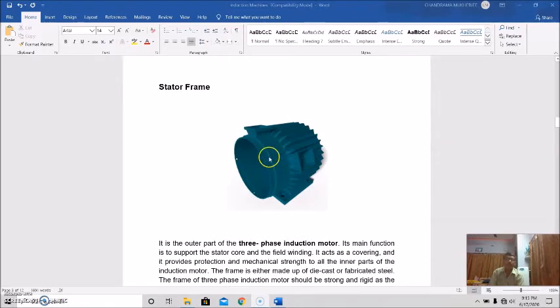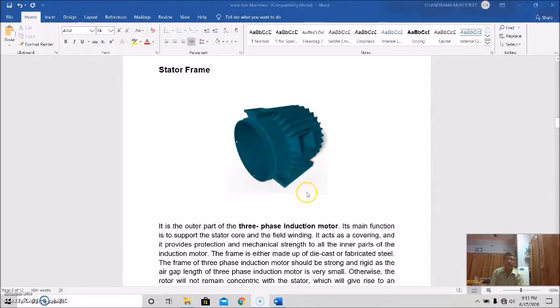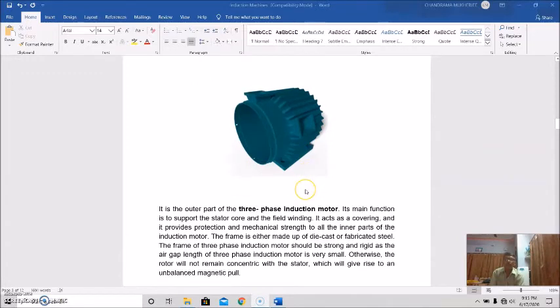This is the stator frame. This is a picture of the stator frame. The stator frame is the outer part of the three-phase induction motor. And what is its function? The main function is to support the stator core and the stator winding, and it acts as a covering, providing protection and mechanical strength to all the inner parts of the induction motor.